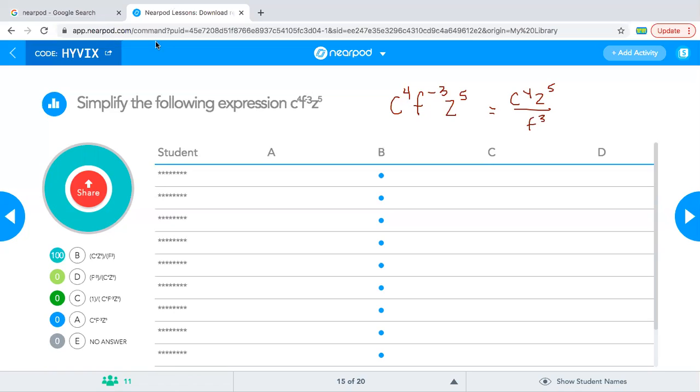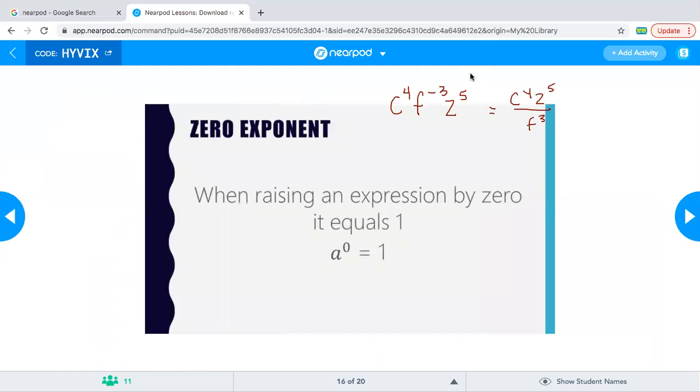All right, last rule. This is the easiest one. Zero exponent. When raising an expression by zero, it equals 1. Anything raised to the power of 0 equals 1.